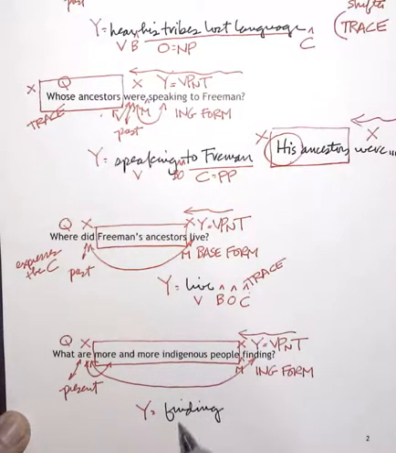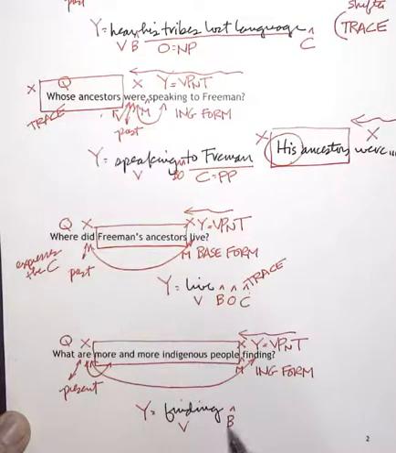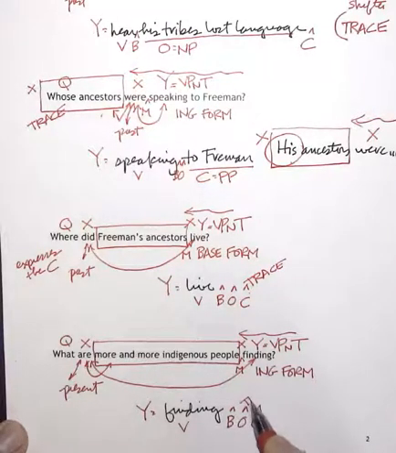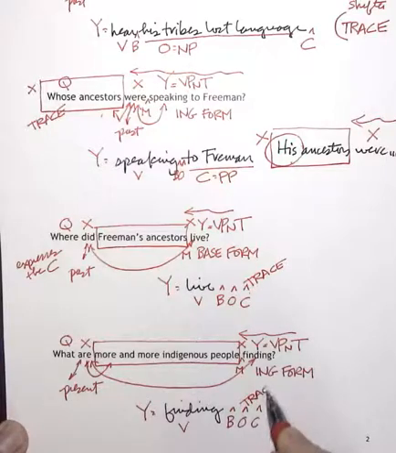And we have a verb, empty particle, object, and complement places. So, what are more and more people finding? More and more people are finding interest in lost languages. The answer goes in the object place. That's where the trace lies. So what expresses the object?